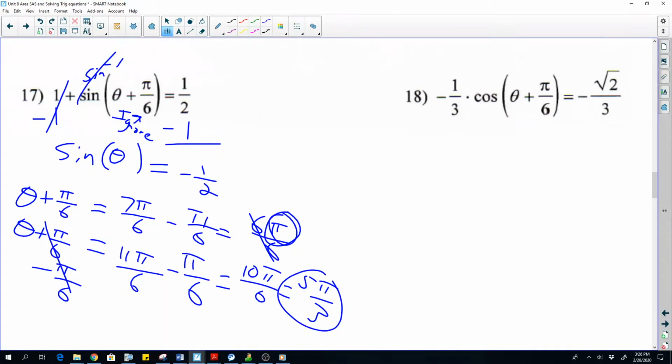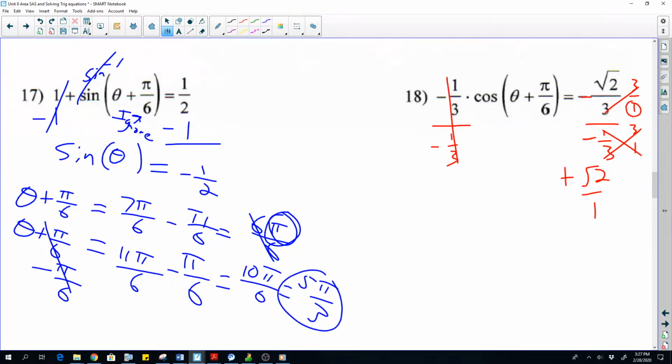Okay, so then we're going to divide by negative 1/3 to the other side because right now they're being multiplied. And now we have cosine of theta plus pi over 6 equals. Now we can go ahead and times it by 3 over 1. That'll cancel lots of things, leaving us with just, negative divided by negative is a positive, radical 2 over 1, which you could just say is radical 2.